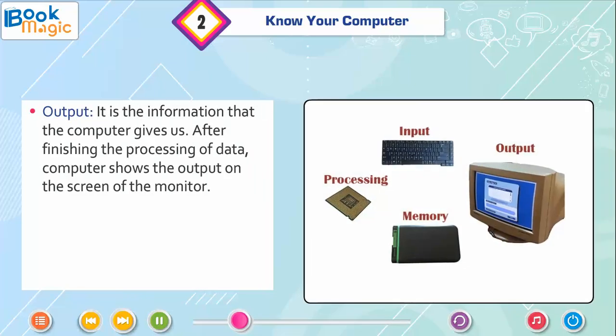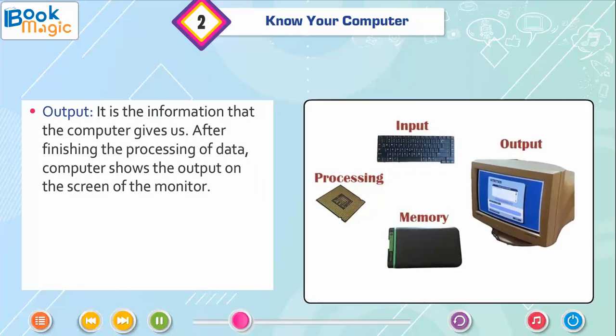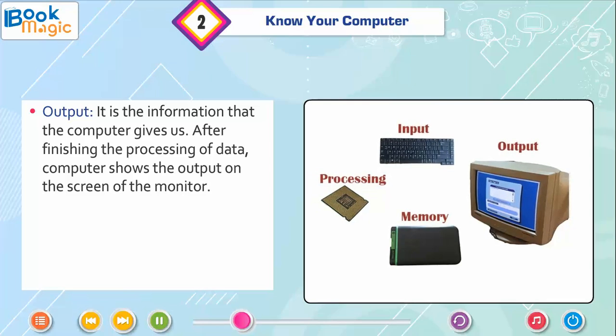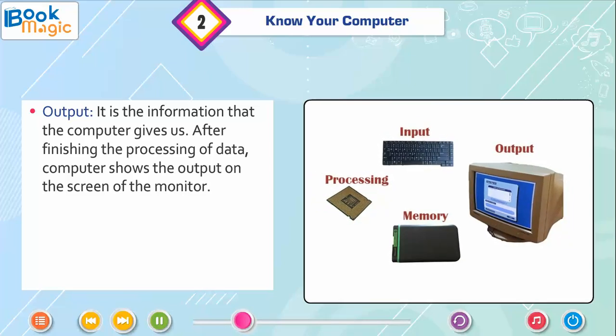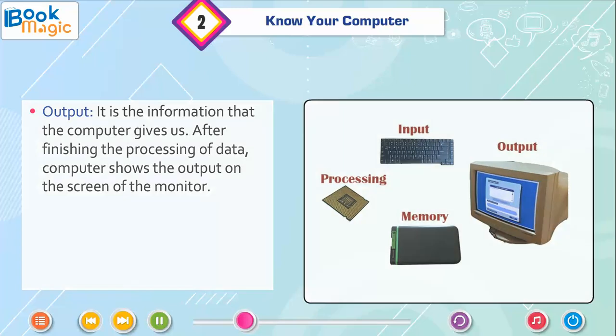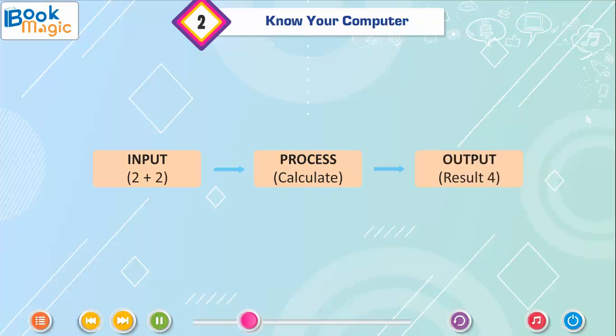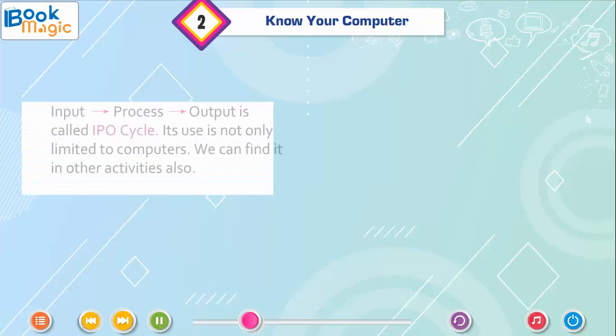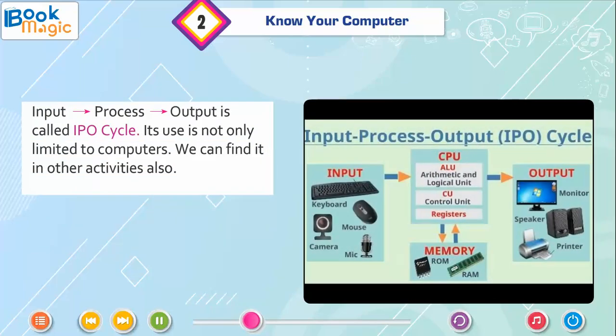Output. It is the information that the computer gives us. After finishing the processing of data, computer shows the output on the screen of the monitor. Input 2 plus 2. Process, calculate. Output, that is the result, is 4. Input, process, output is called IPO cycle.